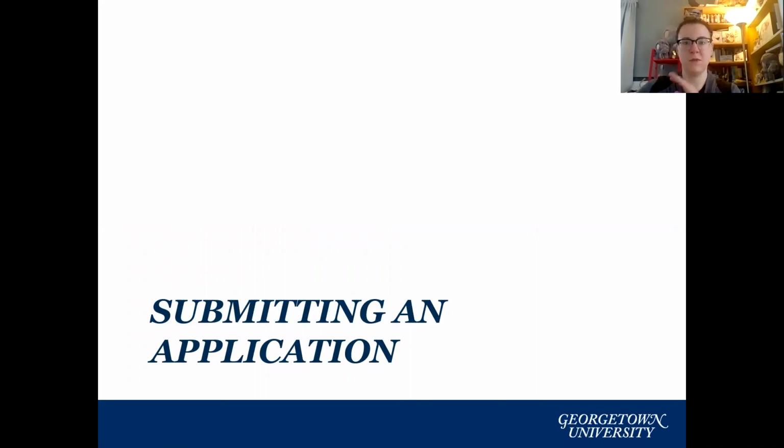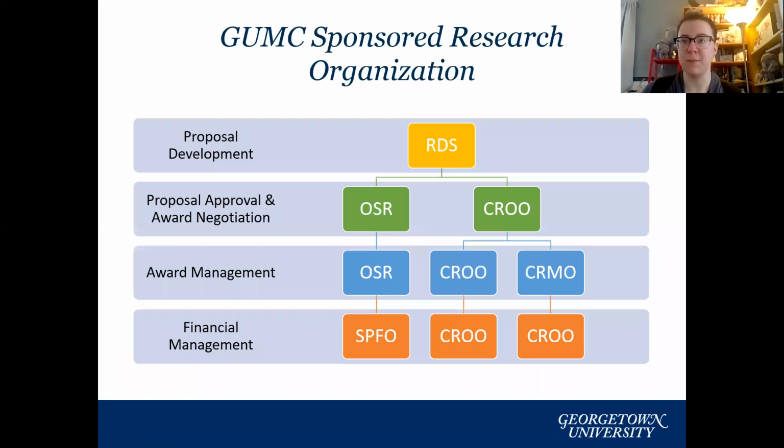So for the next part, we'll just talk about the broad overview of submitting an application. Once you've found your funding opportunity and you're ready to submit, we do have an internal process that we have to go through. This is because proposal submission is not just you as the PI submitting the proposal, it's Georgetown University. Think of it as Georgetown actually asking for the money and submitting the proposal, and you're the person identified as doing the work for that proposal.